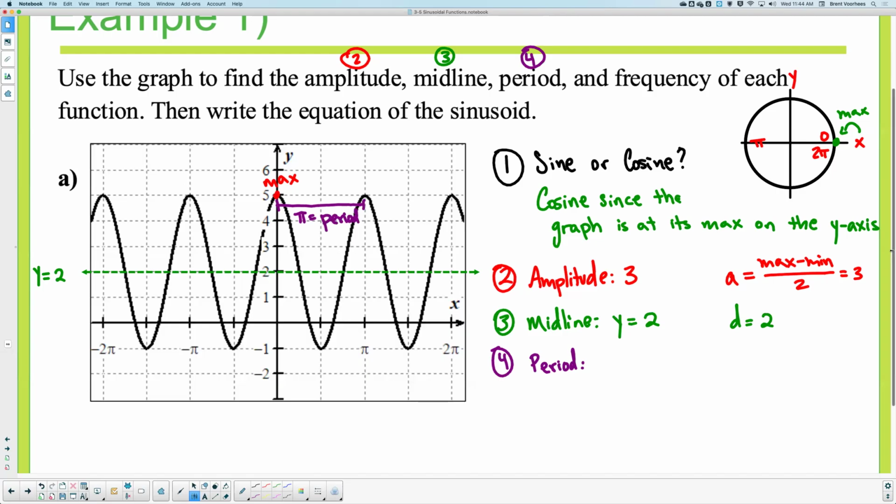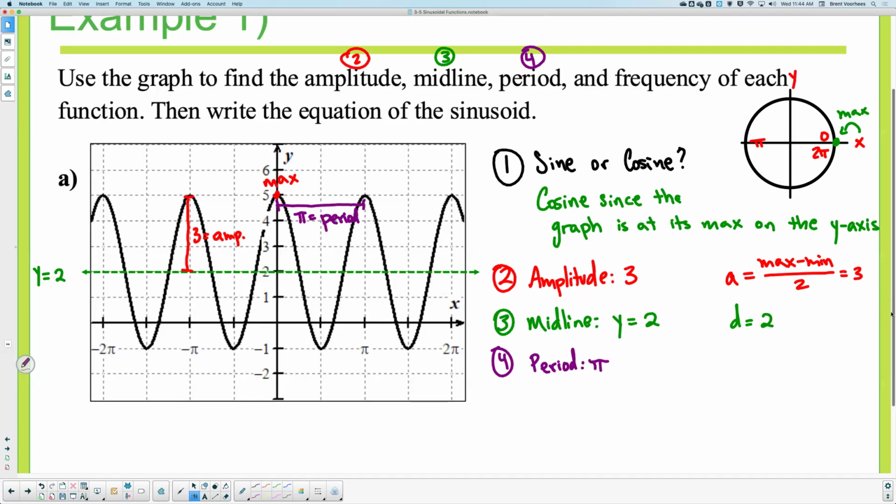I forgot to come back and write amplitude on here. I'll give you an amplitude over here. Top to the midline is actually an amplitude. So that would be 3 for the amplitude. I'm just going to say AMP there. That's what amplitude looks like. The period is there. So our period is pi.